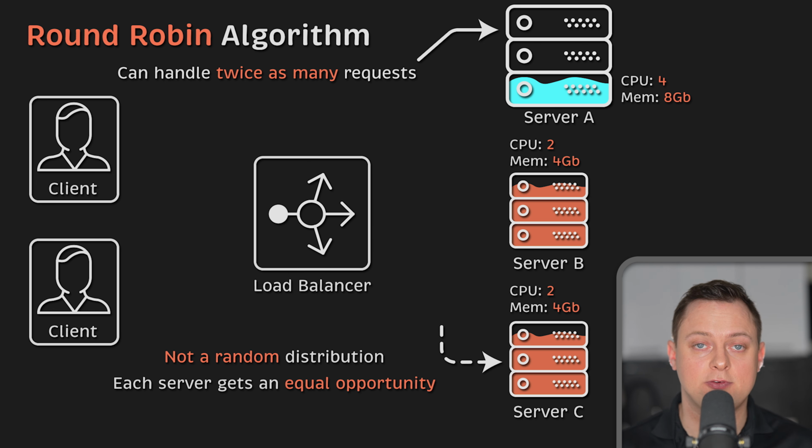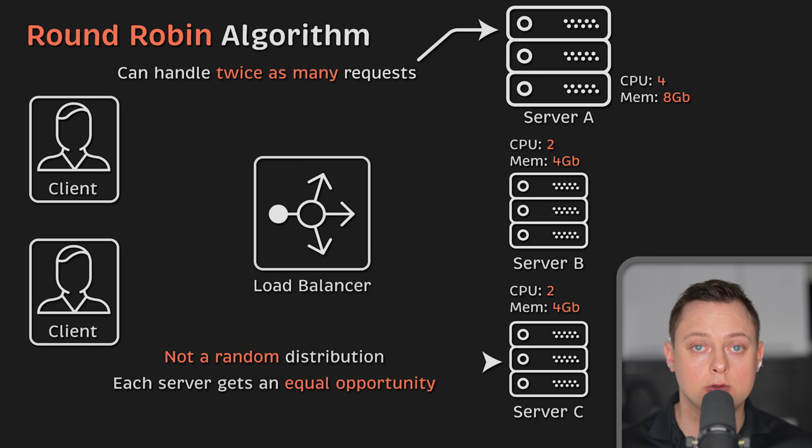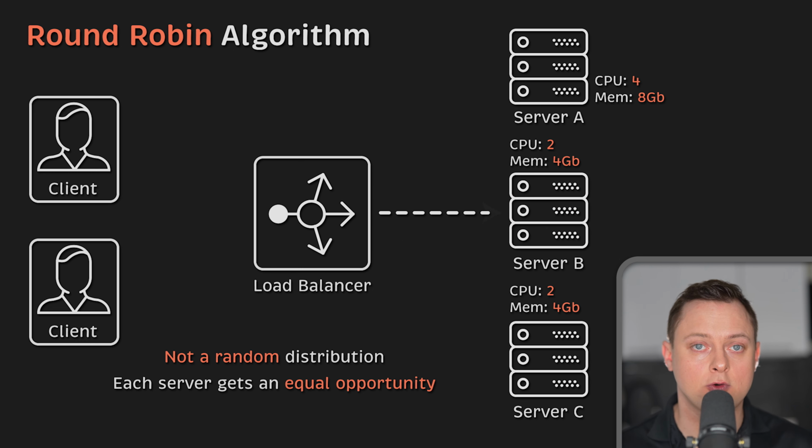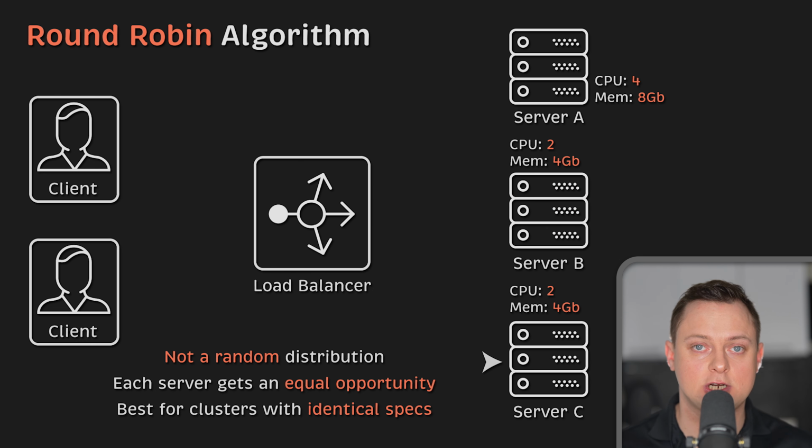As a result, server 2 or 3 can get overloaded faster and probably even go down, and you wouldn't want that to happen. The round-robin algorithm is the best for clusters consisting of servers with identical specs. For other situations, you might want to look at other algorithms, like the one we'll discuss next. But first, let me run a quick demo.